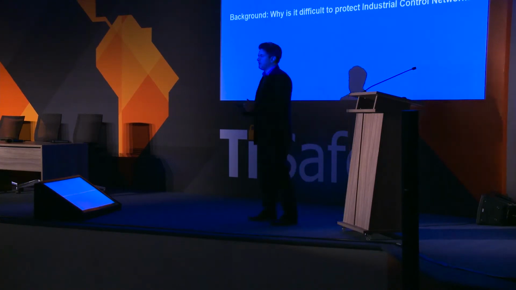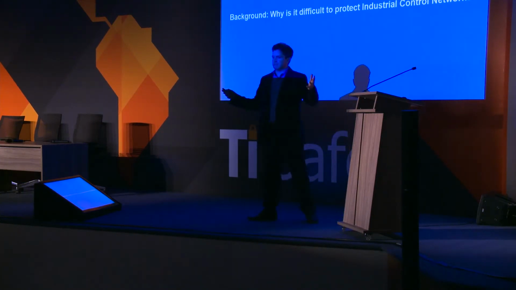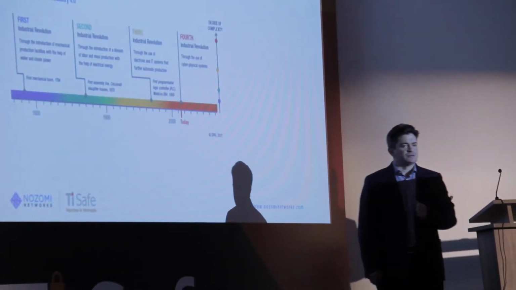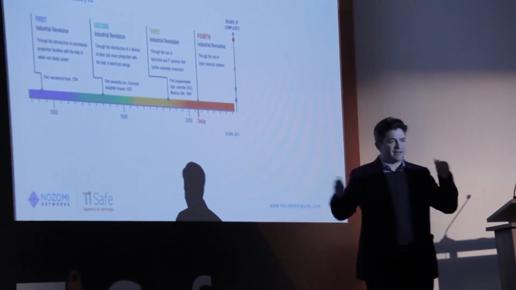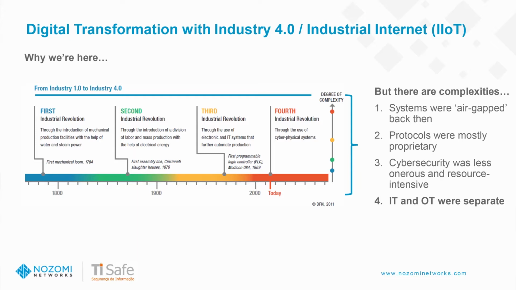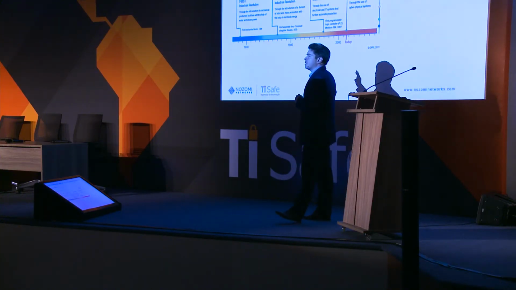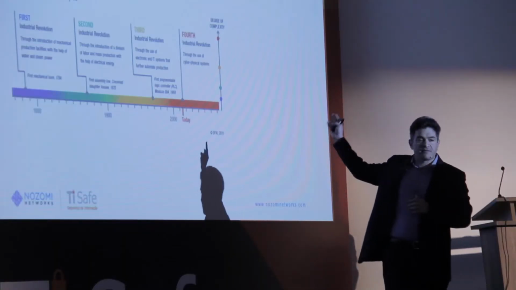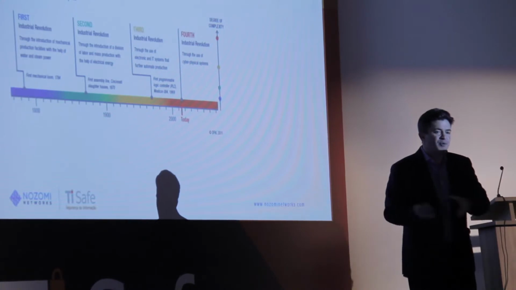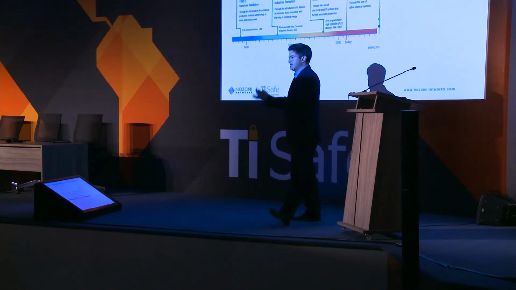So very quickly, why is it so difficult to protect industrial control networks? Let me start maybe from the beginning, right? What are we doing? We are providing automation. We're in the middle of what we call industrial revolutions. The first revolution was all about mechanical systems. The second revolution was all about process. In the third revolution, we introduced programmable systems and started the automation wave.